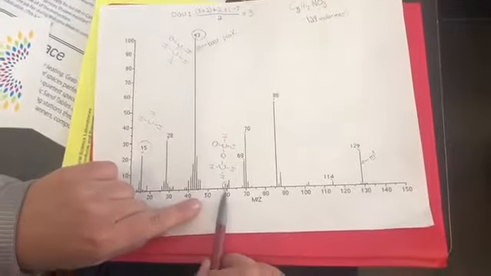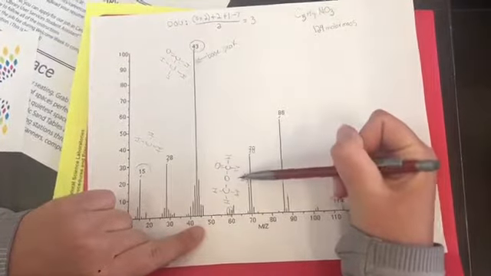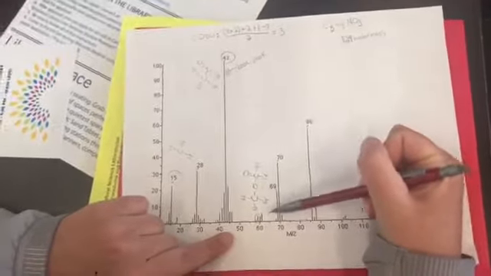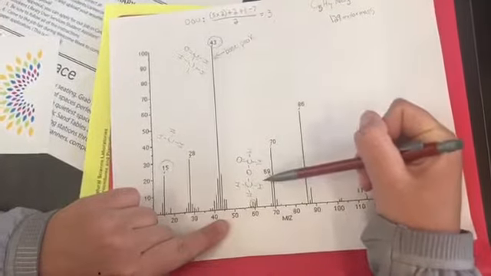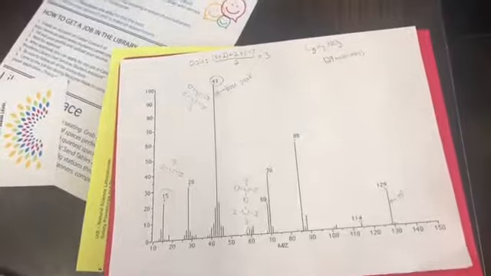Then if we go down here to 59, it codes for an ester, which is actually in my molecule. So this fragment is really important. And so that's all that my mass spec codes for.